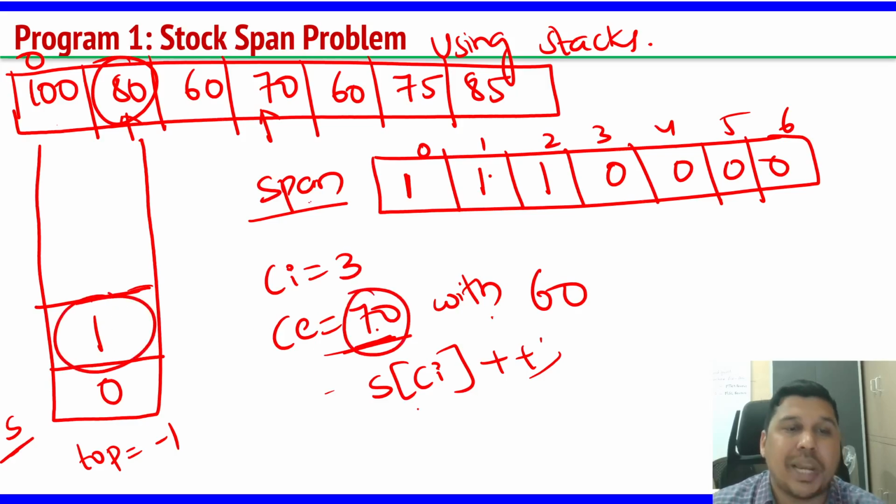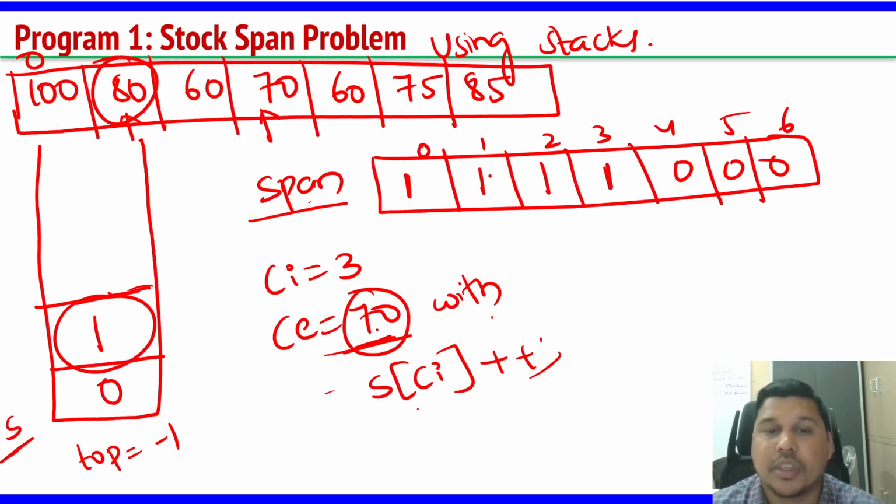with the stack top element. So compare 70 with this one. Because of this, previously this became 1. Okay, current index is 3 still. 70 with array of 1, that is 80. Is 80 less than 70? No. Since it is not less than 70, we will proceed further.